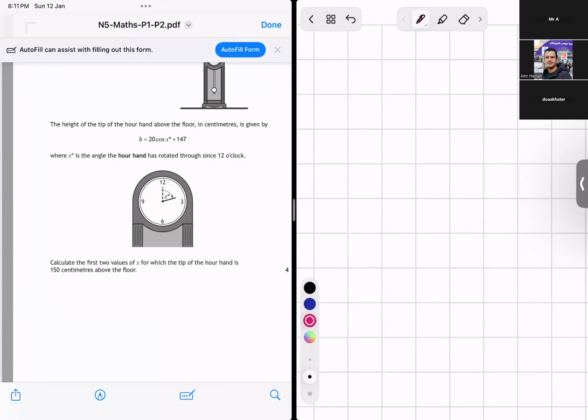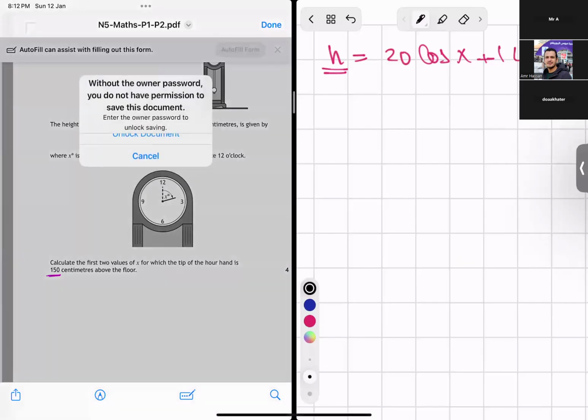In this case, I have to use the trigonometric function that I have until I get to the value, and then I have to use my calculator and press shift cosine, because I need to figure out the angle. So the point is to use the function, which is h equals 20 cosine x plus 147. Let me write it, 147, right? And I find out h equals 150. He told me that this one is 150, right?